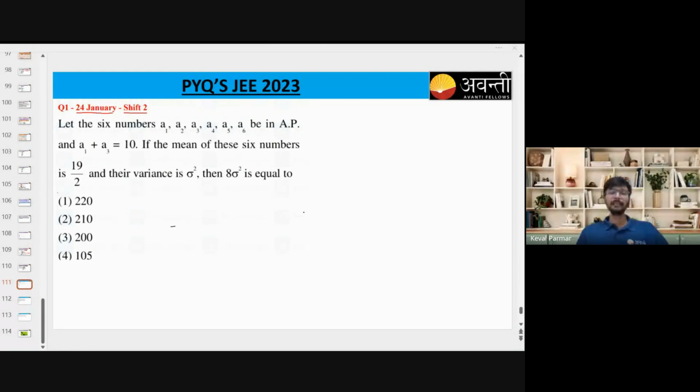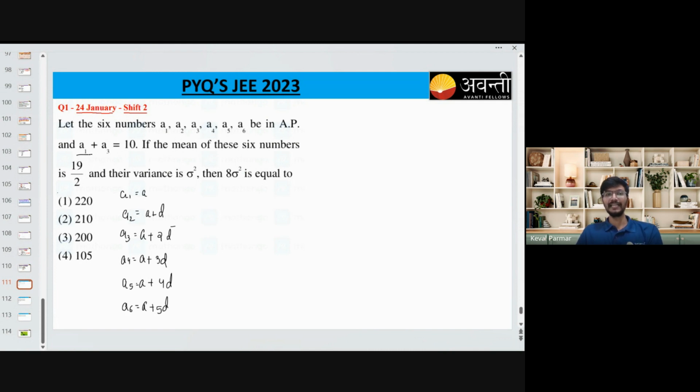So there are 6 numbers which are in AP. Let's say the first number is A. Then what will be the second number? It will be A plus D, right? Where D is the common difference. What will be the third number? A plus 2D. What will be the fourth number? A plus 3D. What will be the fifth number? A plus 4D. And the last number, A plus 5D.